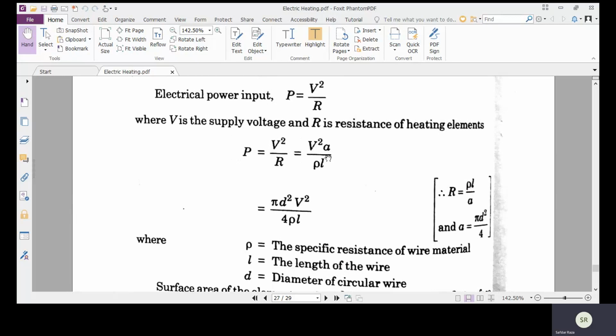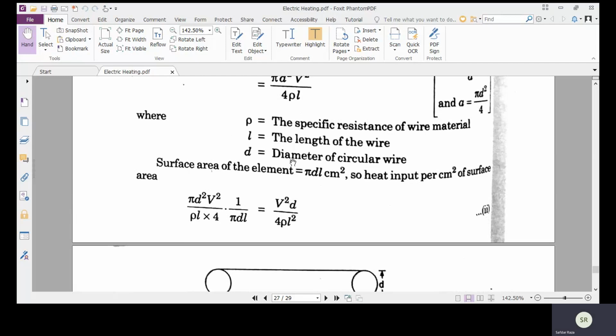In simple words, we can say that A is pi r square and r is equal to d by 2. The square of d by 2 is d square by 4. So we put the value of A over here and we get the value of the electrical power input in this form, which is equal to pi multiplied by d square multiplied by V square, whole divided by 4 rho L, where rho is the specific resistance of the wire material, L is the length of the wire, and d is the diameter of the circular wire.